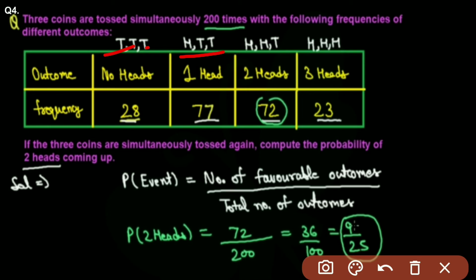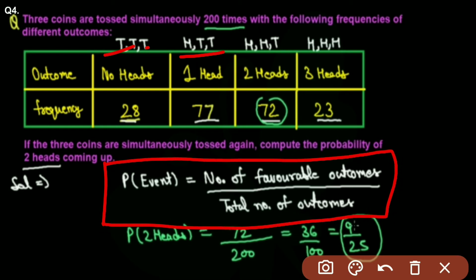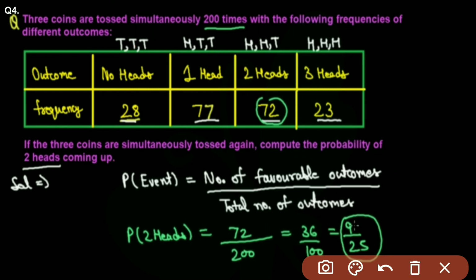So, for getting two heads, the number of favourable outcomes divided by the total number of outcomes. That is the formula for the probability of an event. We know this very well: the number of favourable outcomes divided by the total number of outcomes. So what is the number of favourable outcomes asked of you, children? Two heads have been asked. For two heads, how much is given? The frequency given is 72.